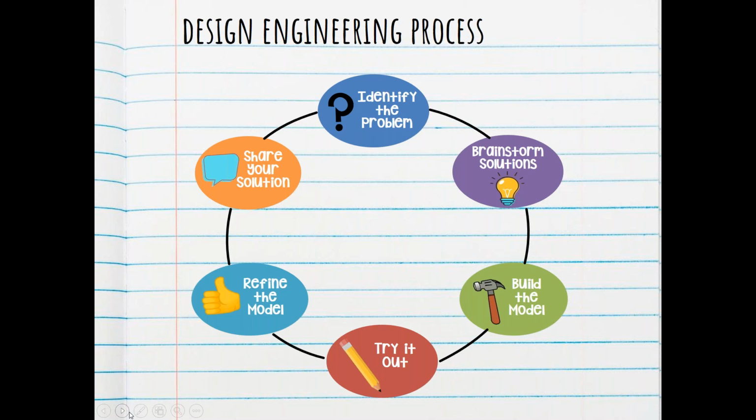Then you want to refine your model. Now that you've tried out your model, why does it work? Or why doesn't it work? What do you need to do? What improvements can you make? An example of this would be, you can say, oops, the bottom fell off.